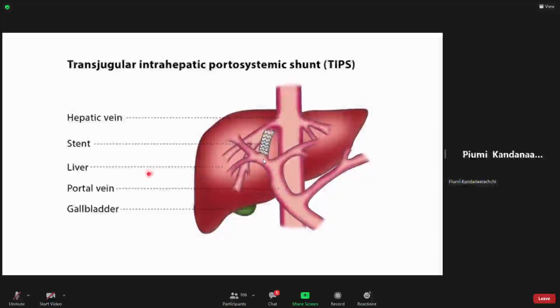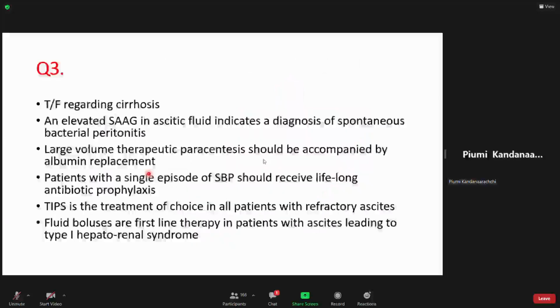Sir, in the first statement, if there was a narrow SAG without it being elevated, there are many other causes for that, so that is also wrong. You can't take it as true, because SBP is diagnosed based on a narrow SAG ascites, plus you need to demonstrate high white cells in the ascitic fluid. That is the definition. Right. Thank you, sir.